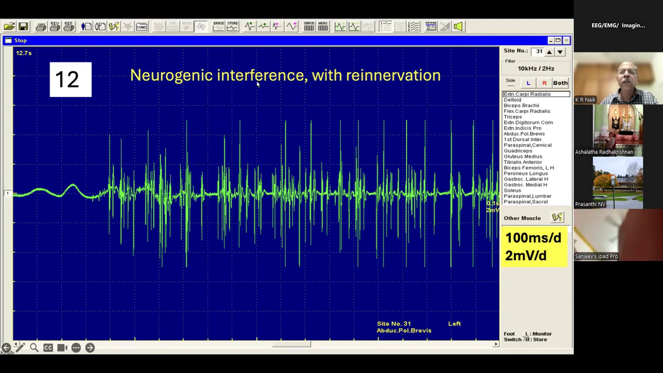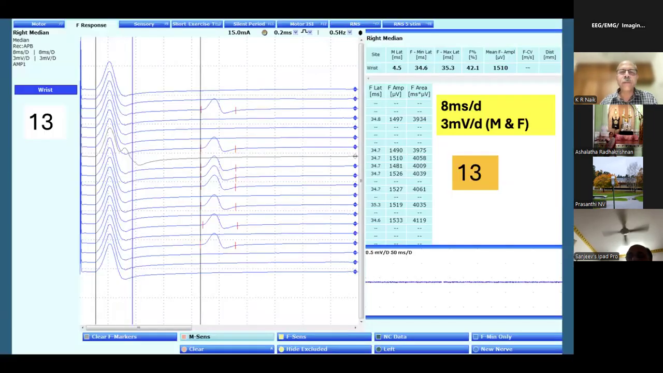Neurogenic with the interference, you have baseline, which is seen, and peak to peak is almost 10 millivolts. This one, from here to here, is 10 millivolts, 2 millivolts per division. This was just given as one example: incomplete recruitment or interference pattern with the large amplitude. This is a reinnervation with the neurogenic pattern.